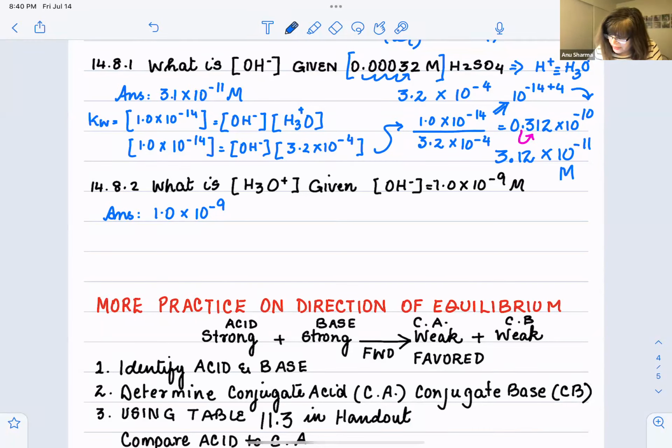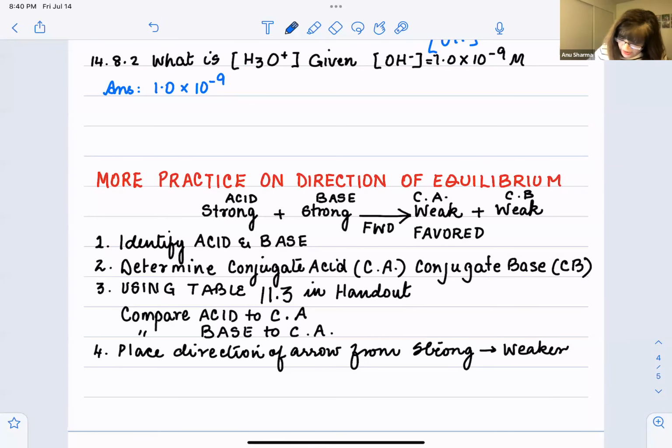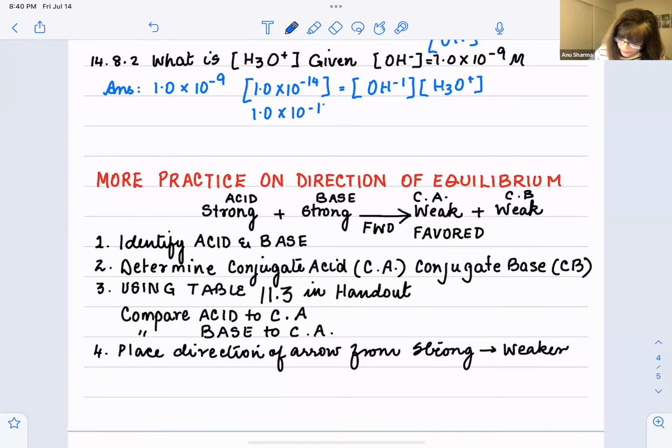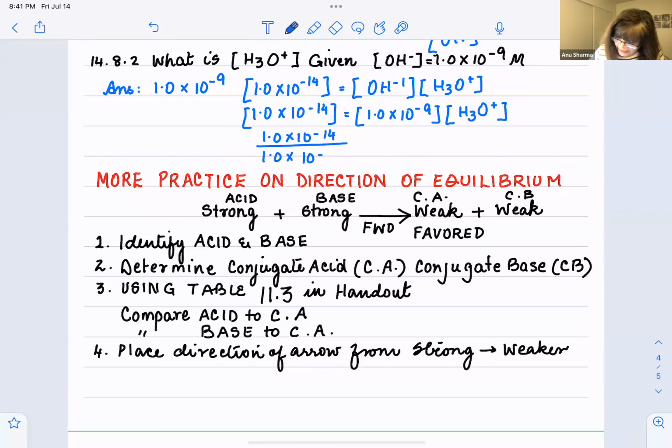And that is the molarity, the concentration of the OH ions in the system. Okay, so that's one thing. Next is, what is the hydronium ion? Same story. So 1.0 into 10 to the power negative 14 is equal to the OH ion times the hydronium ion, H3O plus. Here the OH ions are 1.0 into 10 to the power negative 9, and the hydronium ion we need to find. So we have 1.0 into 10 to the power negative 14 over 1.0 into 10 to the power negative 9.